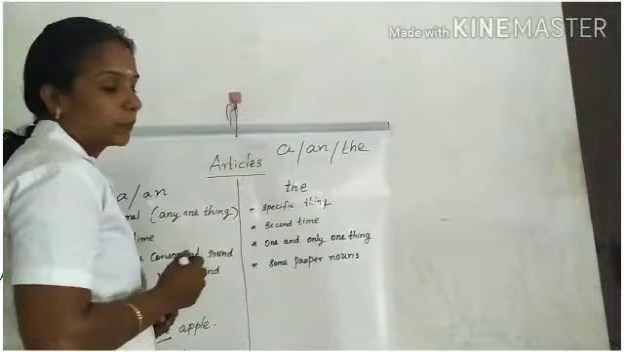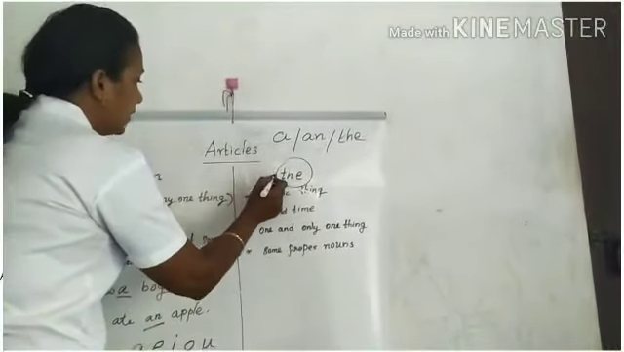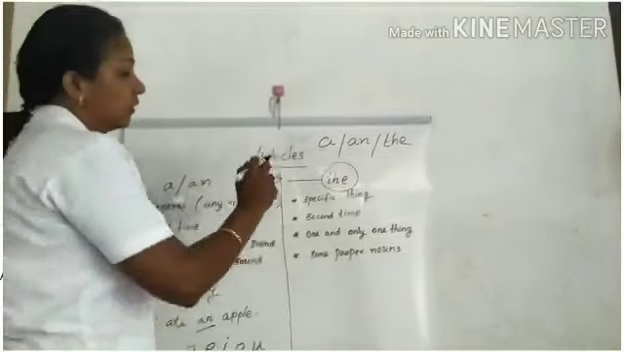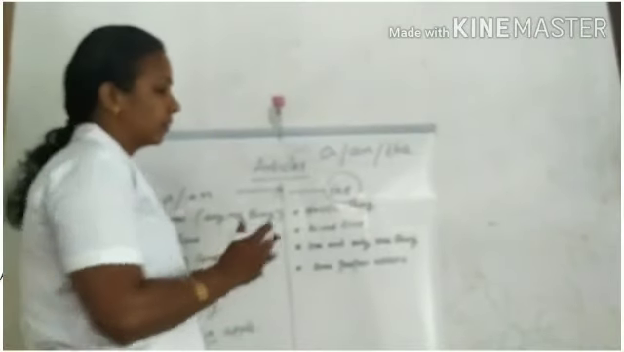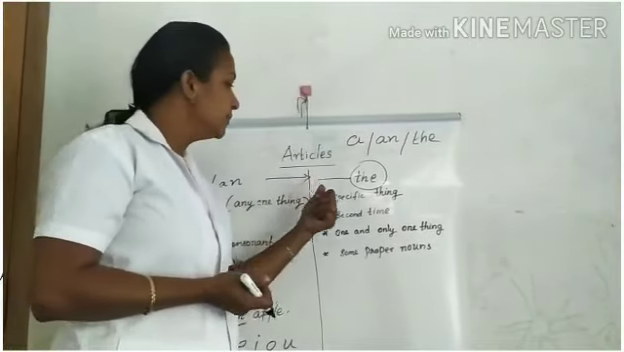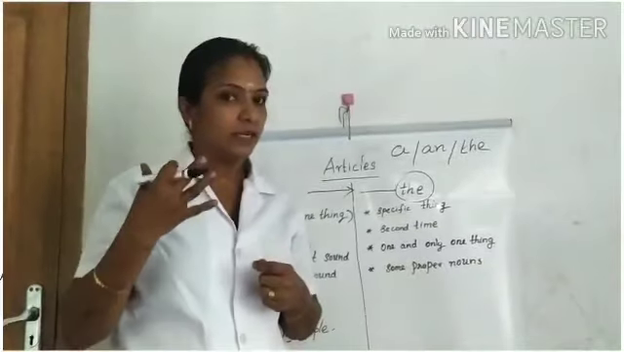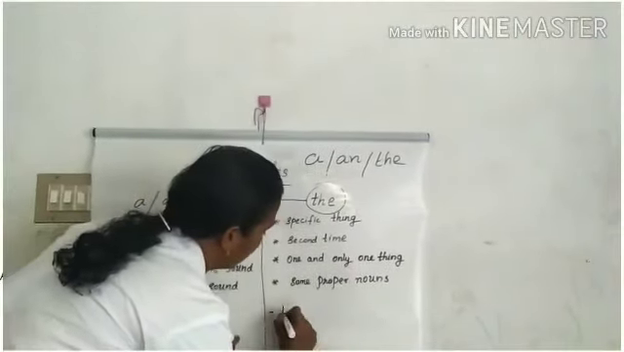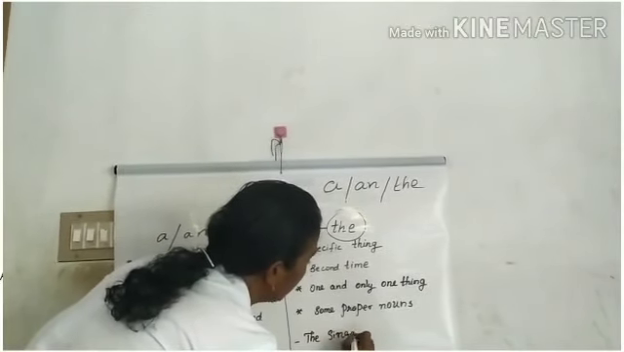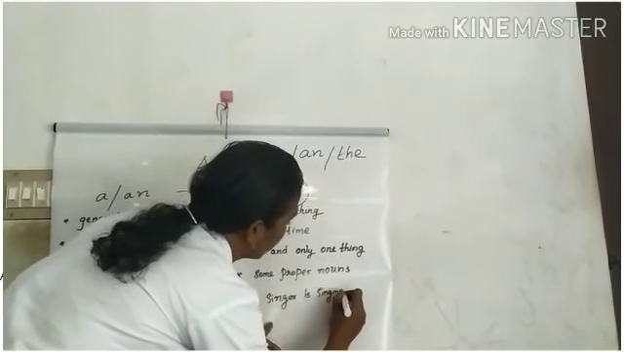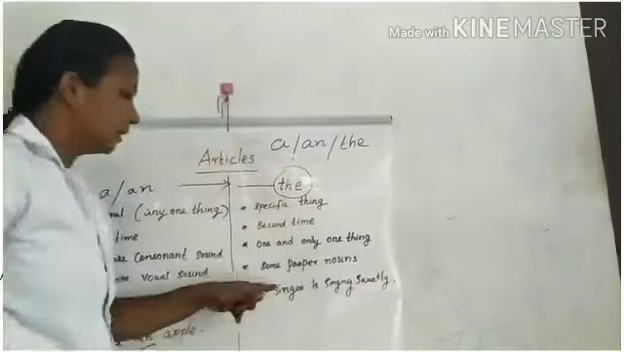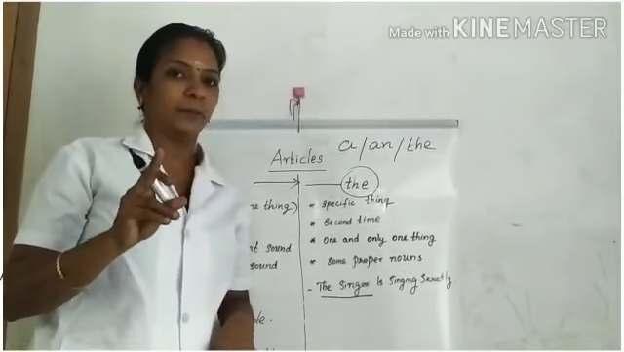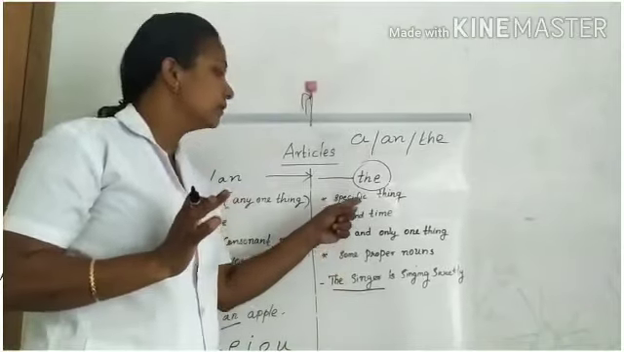Next one is the. We can relate this the to a or an. A or an is used before a general thing, while the is used before a specific thing. What is specific? Specific means the listener, whoever is listening to us, is clear about what or whom we are talking about. I will show you an example. The singer is singing sweetly. The listener understands which singer. They know who the singer is. So, the singer is a specific one.